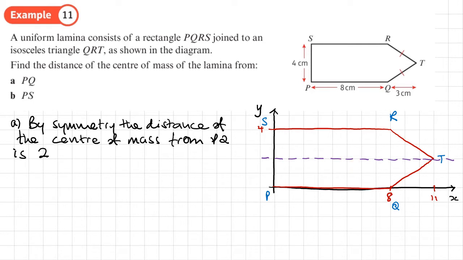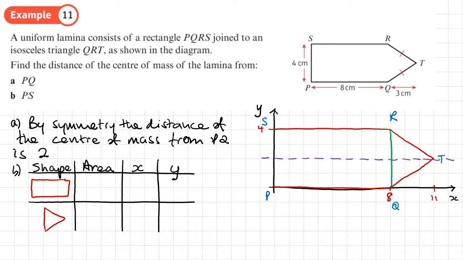So in part B now, we're going to work out x bar. So this is where we're going to use a table and split the shape up. So I can see it's going to make sense to split the shape up along here, that green line there. Okay, so here's my table and I'm ready to fill it in. So I've got my shapes here. I'm going to work out the area, the center of mass in the x direction.